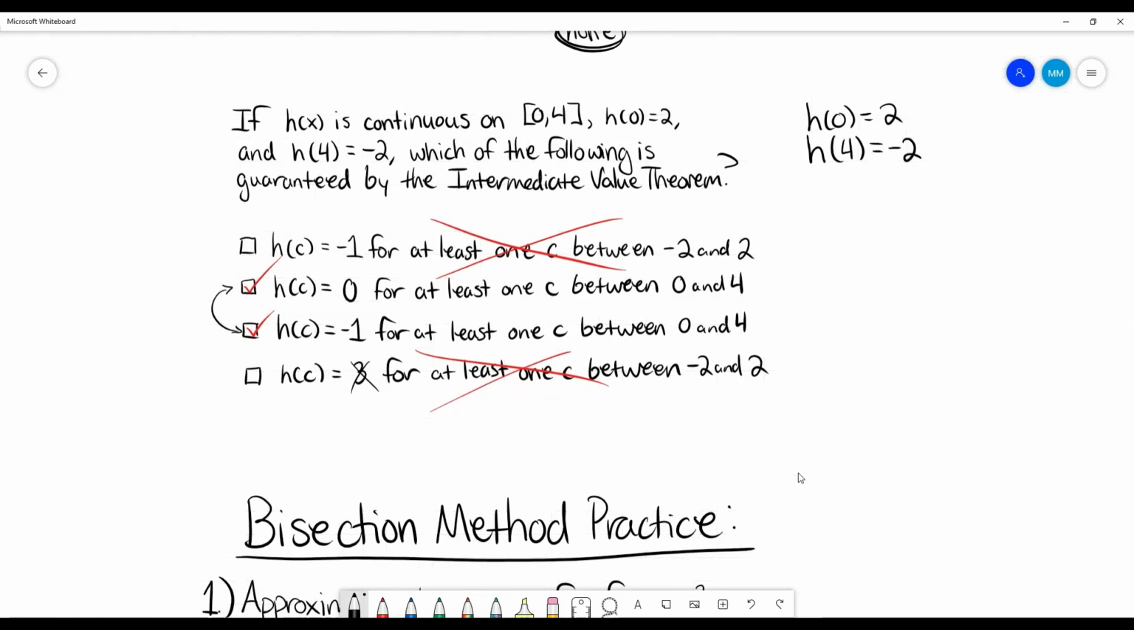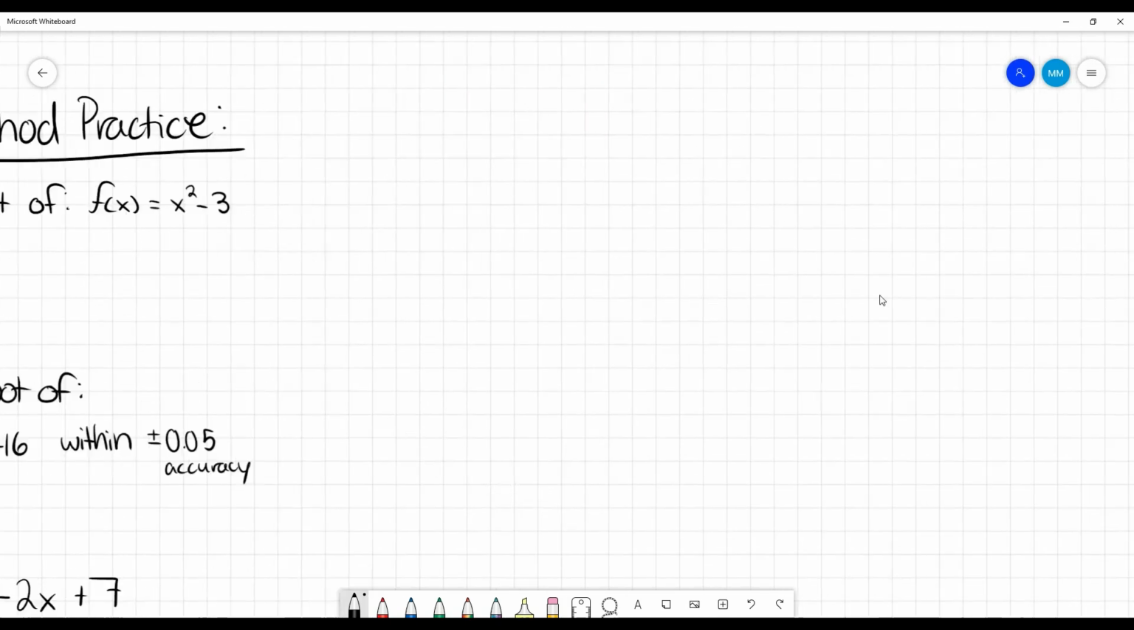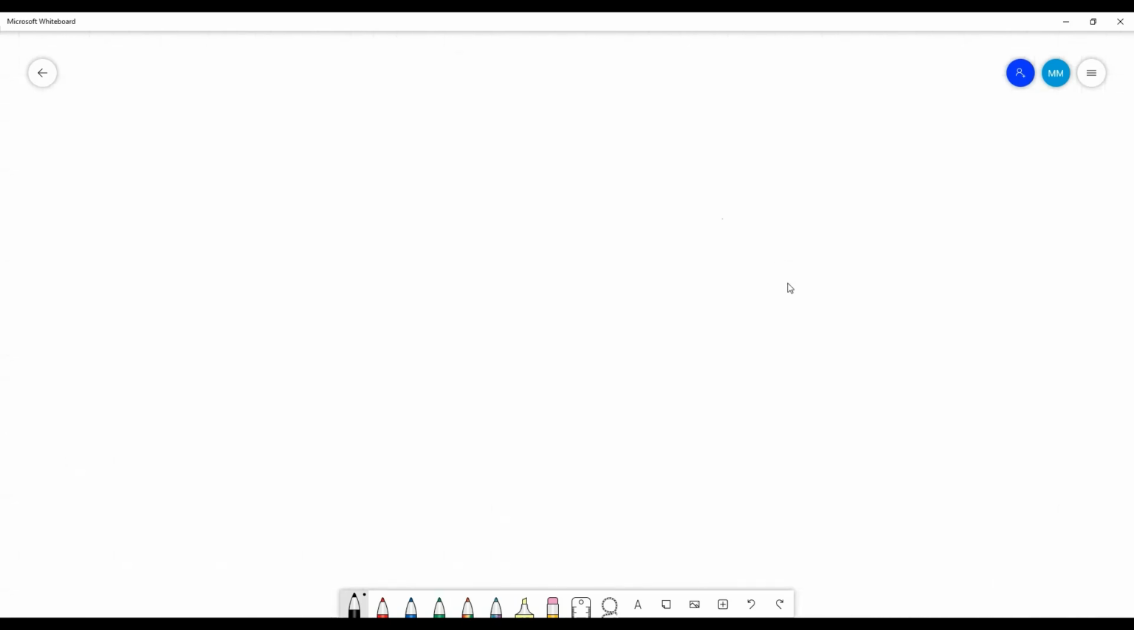All right. Now we're going to move on to what the bisection method is. We're not going to jump into that practice immediately. I'm going to explain it a little bit. And the bisection method is a little tricky to wrap your head around at certain parts. And so the bisection method actually depends on the intermediate value theorem.